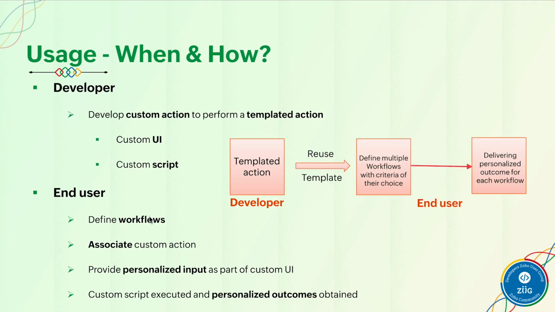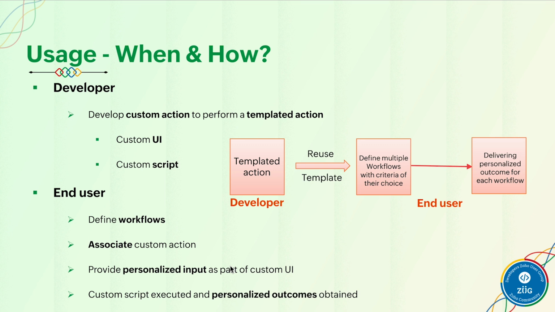So the end user gets to define the workflows and then reuse and associate this custom action as part of their workflows, and provide the personalized inputs as part of the custom UI that gets prompted when they associate the custom action. And then whenever the condition is met, based on the input they provided, the script will be triggered to get personalized outcomes. So this is an overview of what custom actions are and how they can be implemented.